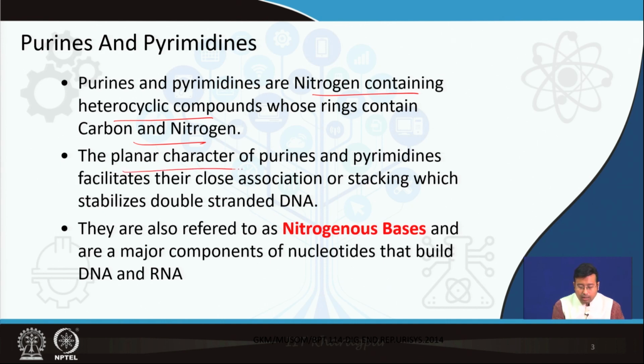The planar structure of purine and pyrimidine facilitates their close association of stacking, which stabilizes double stranded DNA. Means what? These purines and pyrimidines lead to the formation of nucleotides, which polymerize to form the unit of life, that is DNA. They are also referred to as nitrogenous bases. So, whenever you are discussing DNA, purine, pyrimidine, nitrogenous bases, only one thing should come to your mind, that the question is being asked about nucleotide metabolism.